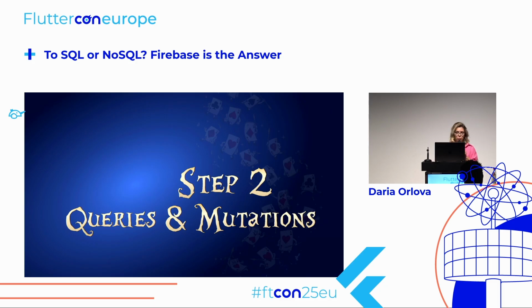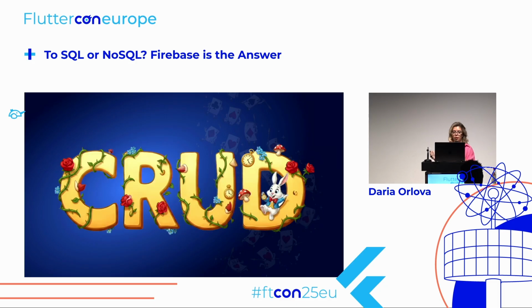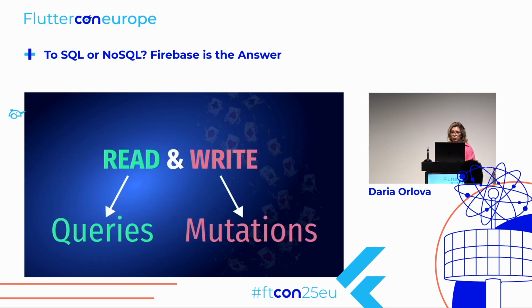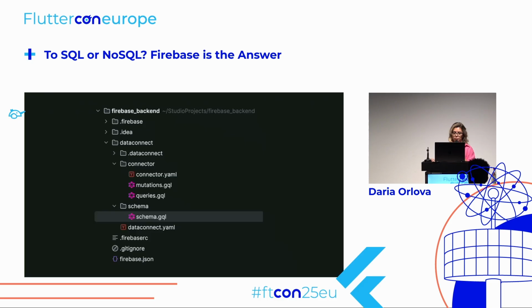Okay, let's do something with the data that we have created. So basically, all of the operations usually fall under the CRUD acronym: create, read, update, delete. We can distill this further into read and write operations, which in GraphQL terminology are called queries and mutations. So basically, this is what you will be doing, writing queries and mutations. And they all lie in the DataConnect project that you have set up earlier.